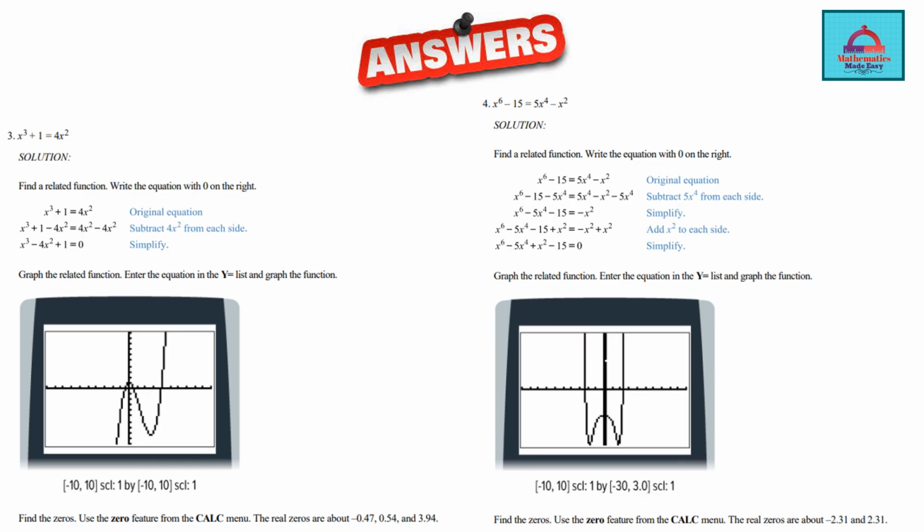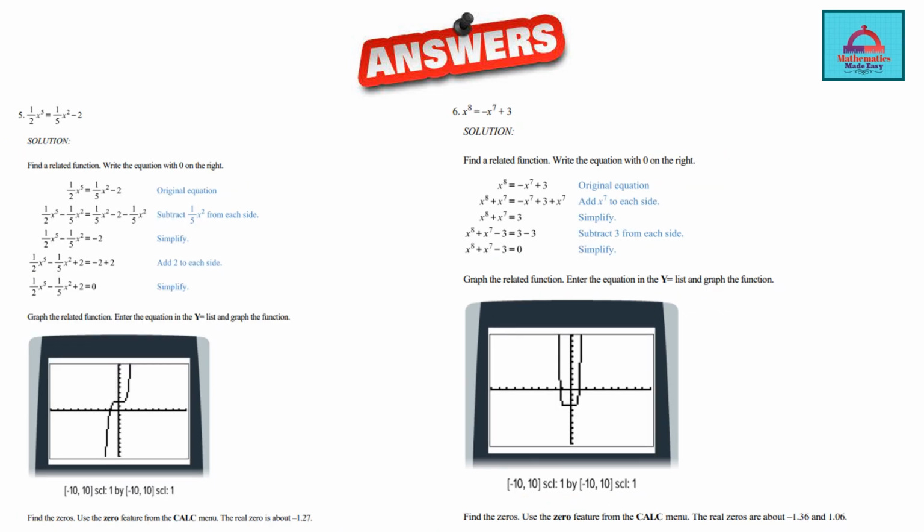Similarly, for questions 3 and 4, you are going to follow the same process. Find the related function, graph it on your calculator, and look at the zeros. Now here you see there are 1, 2, 3, three zeros. So they are these, and these. Similarly, here there are two zeros, negative 2.31 and this one. And the related function is graphed using the calculator and the following instructions.